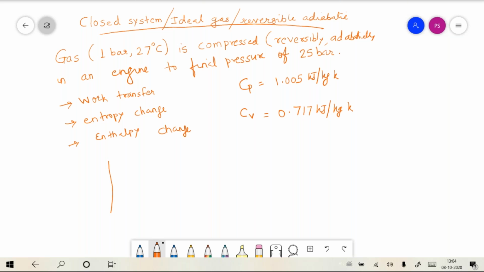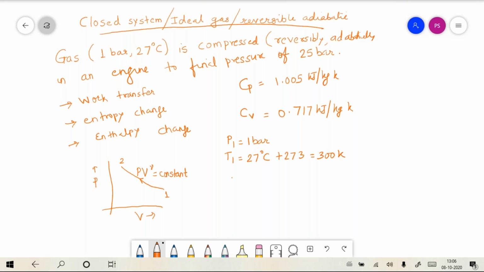Okay, it's always a good idea to convert the temperature into Kelvin, because all your gas relations would require capital T and not small t while solving the numerical. First, step by step, we want the final pressure P2, which is 25 bar. So I want you to calculate the temperature T2. Tell me the temperature T2.